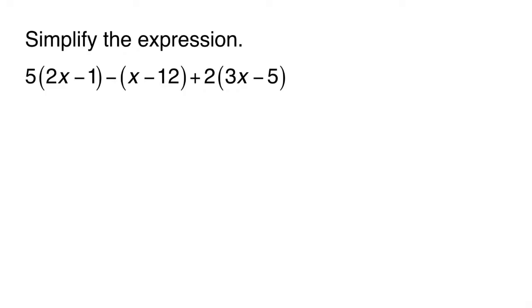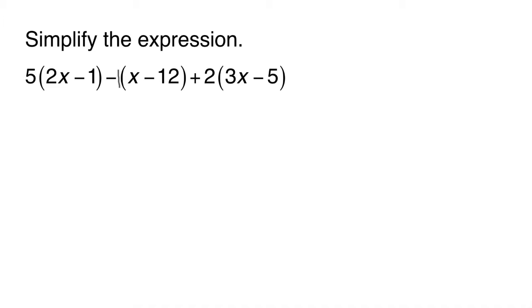Simplify the expression: 5 times the quantity 2x minus 1, minus the quantity x minus 12, plus 2 times the quantity 3x minus 5. Here, we'll first use the distributive property for each expression, and we'll notice that this middle expression that has a negative in front of it can be written as -1 times the expression.